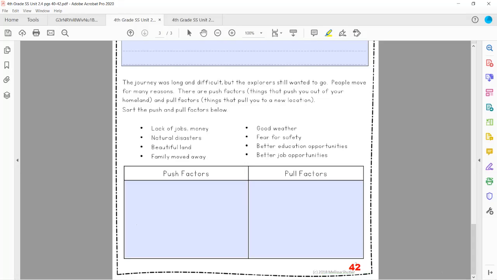Push factors are usually a bad thing. They're the things that make you want to leave where you already are. And pull factors are the things that are new or exciting that you want to go to, things that are pulling you to go into that area. So take a look at these different options over here, and you're going to type them into the boxes down here at the bottom. These are all text boxes, so you'll be able to type in here. You're going to put each one of these different points into the appropriate box. Once you're done with that, you're going to go ahead and turn that in.